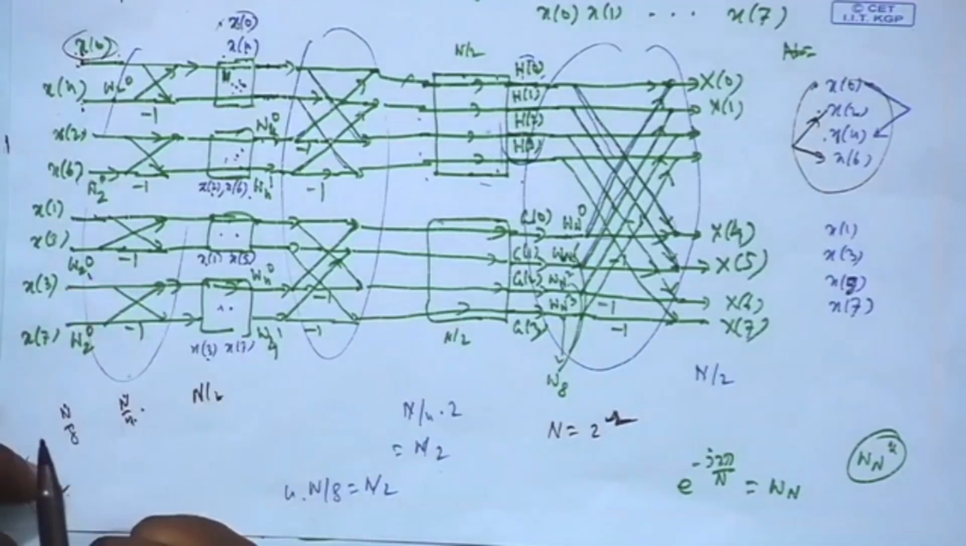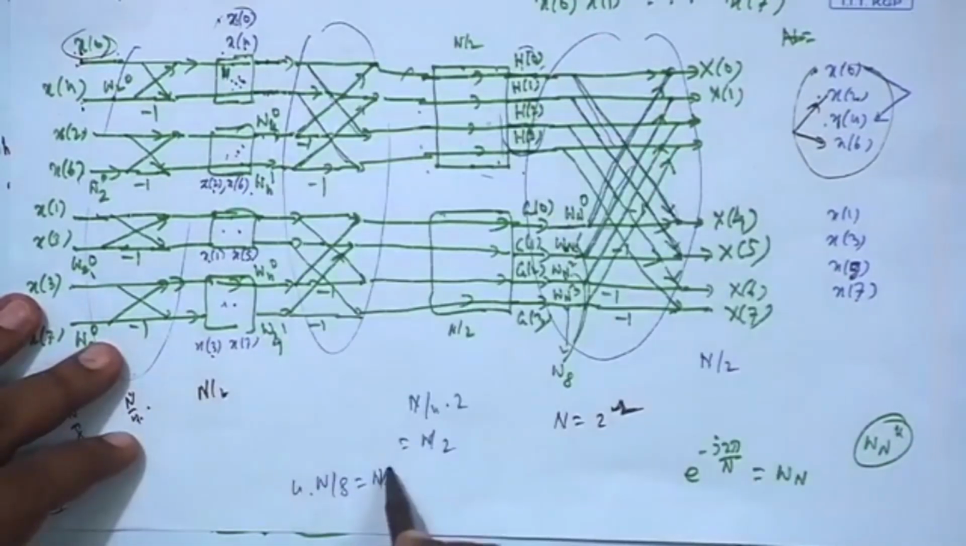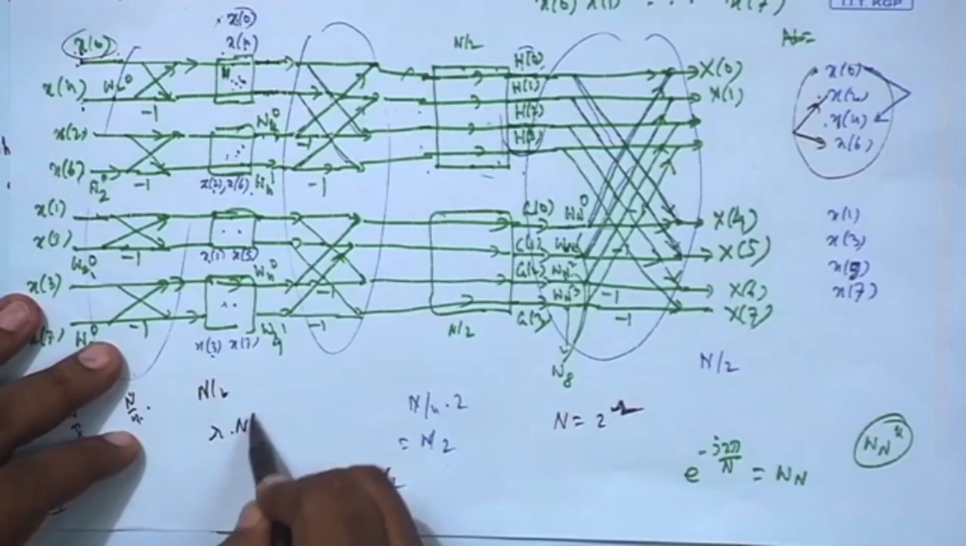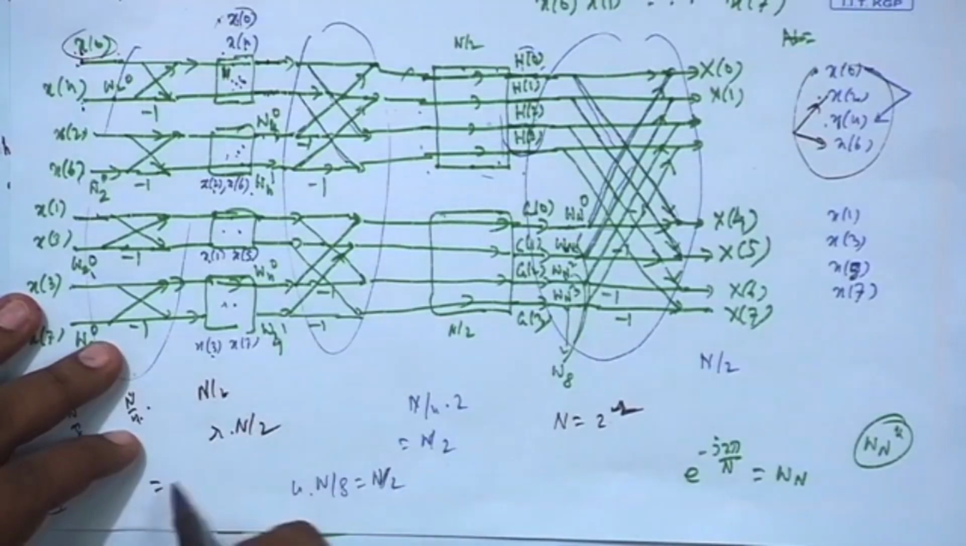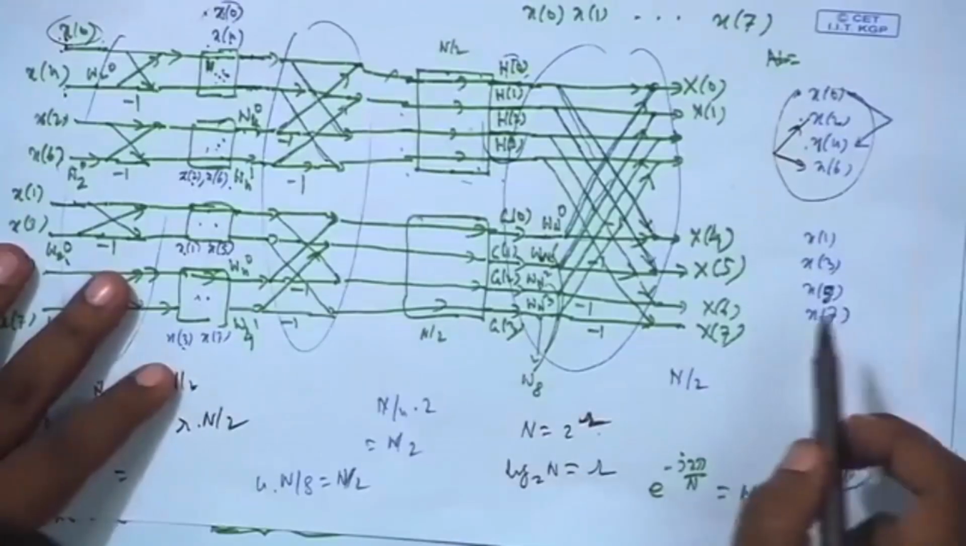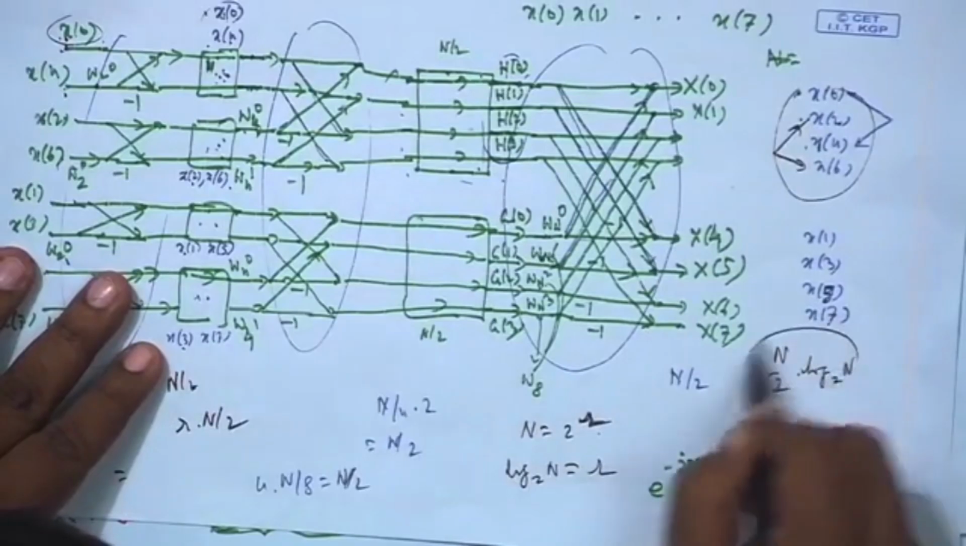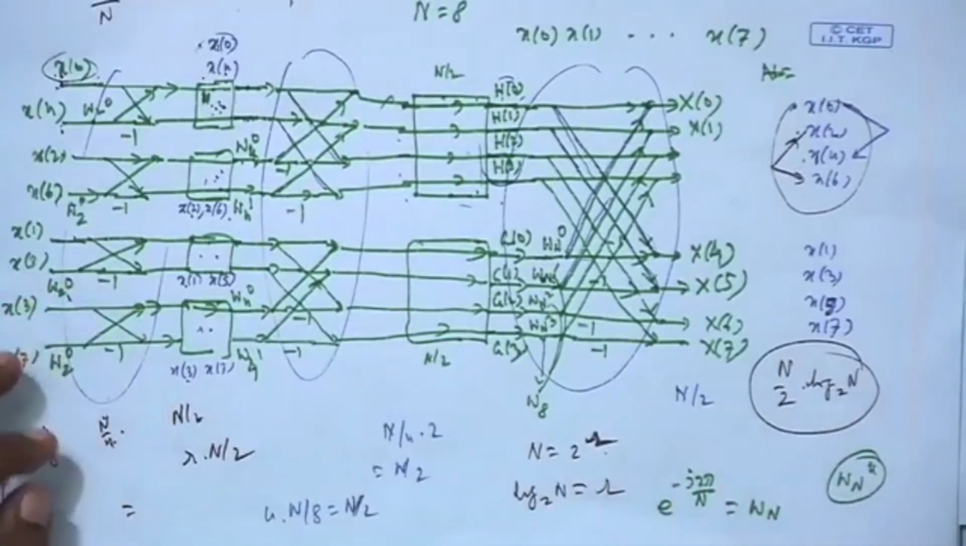So, r stages, per stage total computation is n by 2 complex multiplications. So, total will be r into n by 2, which you can also write as, what was r? log base 2 of n is your r, right. So, that is why this famous formula comes, n by 2 log 2 n. So, it is a huge saving.